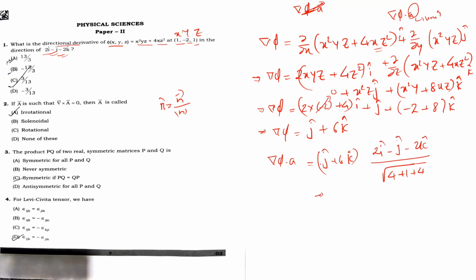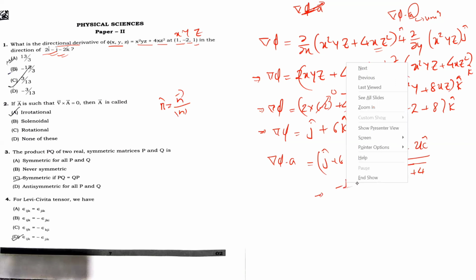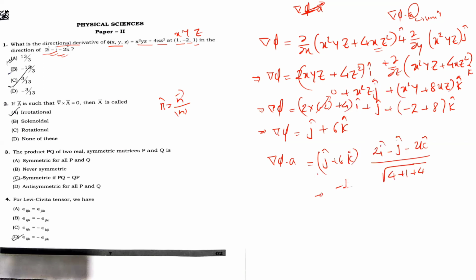Clear? So the i cap part is 0. This will give you minus 1. And on this side, minus 2 times 6 is minus 12. You know the dot product of j and j is 1, k and k is 1. And this will give you root over 9. So finally it is minus 13 by 3. So this is the directional derivative.